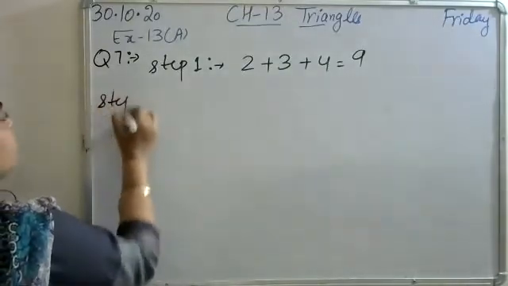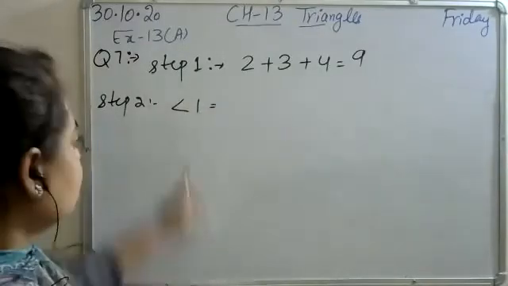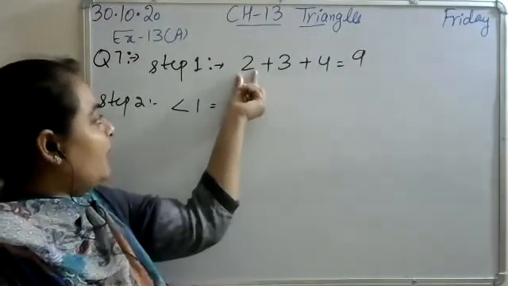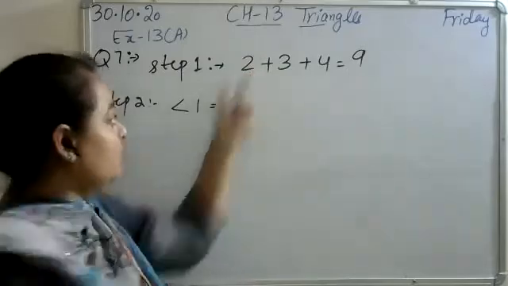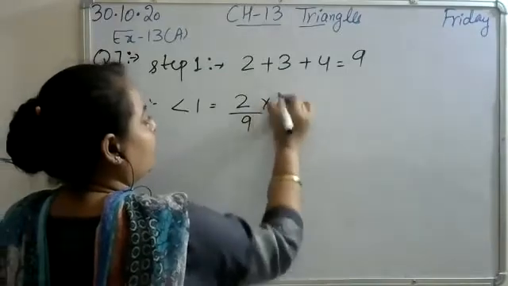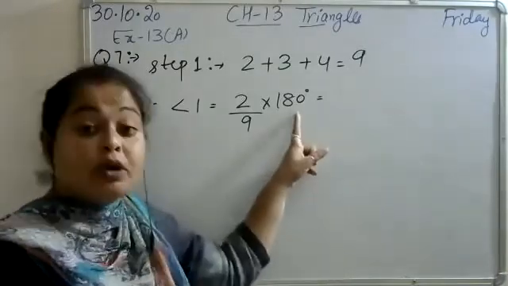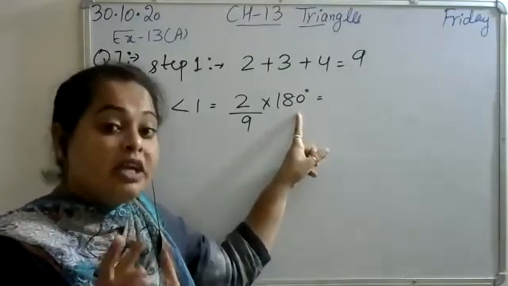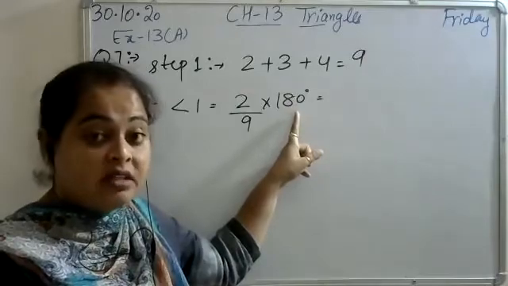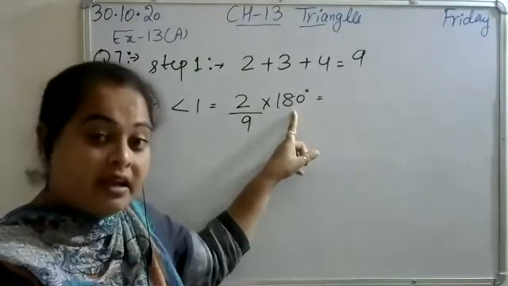Now come to the step number 2. Now angle 1. This part, this is the contribution of angle 1. So you will write here 2 by total. What is total? 9 multiplied by 180 degree. You will always multiply this with 180 degree because in a triangle, 3 angles sum is equal to 180 degree. You will not multiply this by any other number. Always multiply this by 180 degree according to the angle sum property.